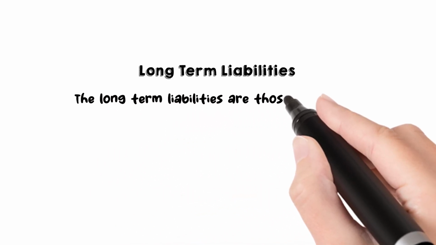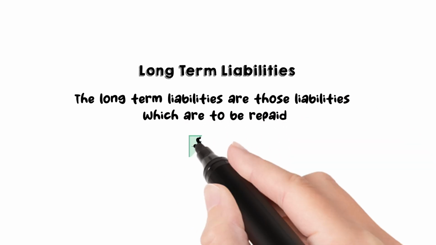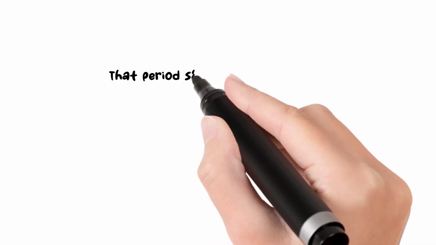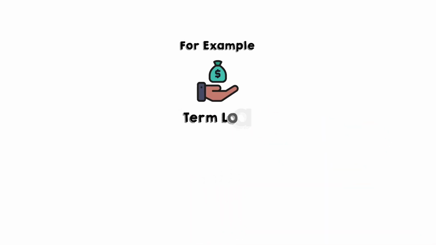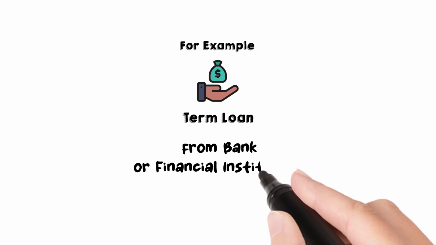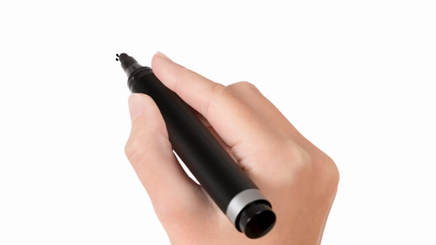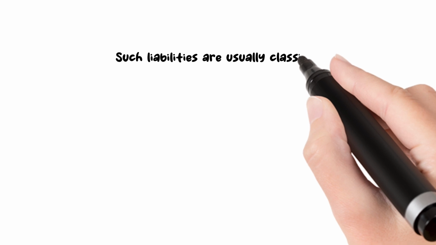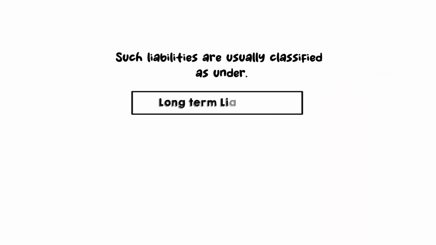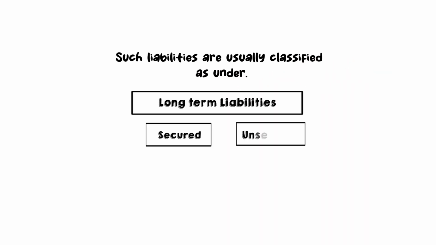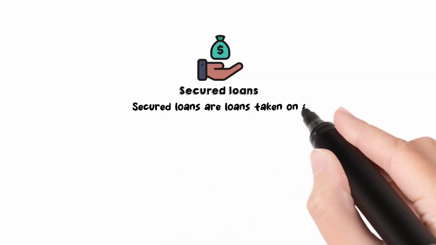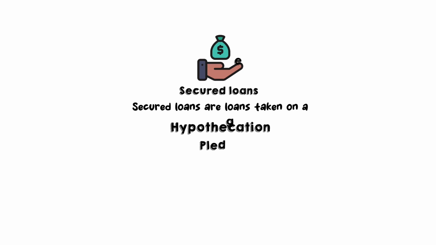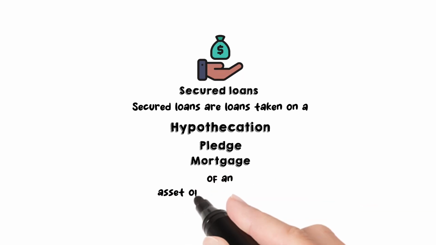Long-term liabilities. The long-term liabilities are those liabilities which are to be repaid over a long period. That period should normally be more than 1 year, for example, term loan from bank or financial institutions, debentures, etc. Such liabilities are usually classified as long-term liabilities, secured and unsecured. Secured loans.